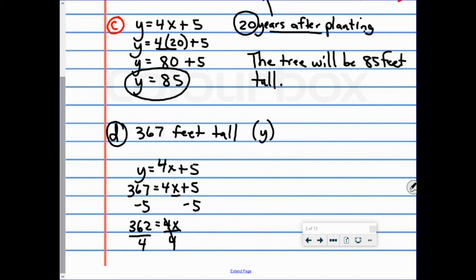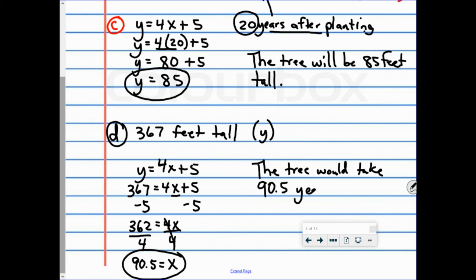362 divided by 4. Ooh, I don't have that off the top of my head, so let me check here. 362 divided by 4. I'm helping you out here. x equals 90.5. So x equals 90.5. Circle the answer. So, the tree would take 90.5 years. Okay, it does not need to be a whole number. That is okay.